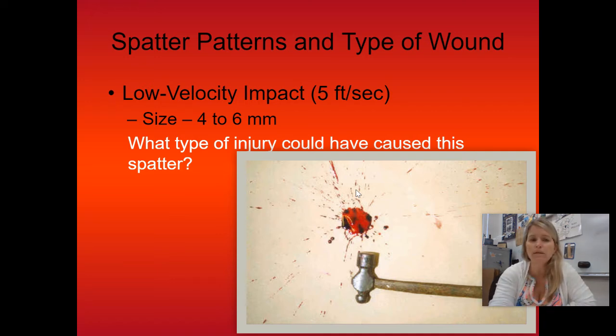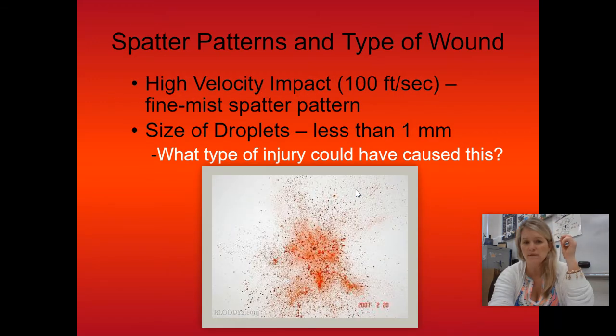Low impact could be just any type of something hitting you, but not really fast enough to make the small droplets. You can see the difference in the picture here, and look at that high impact and how it looks different, high velocity.